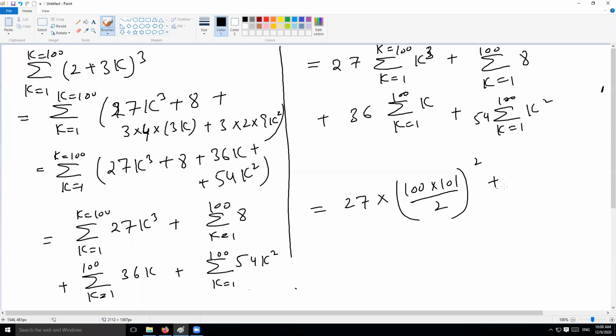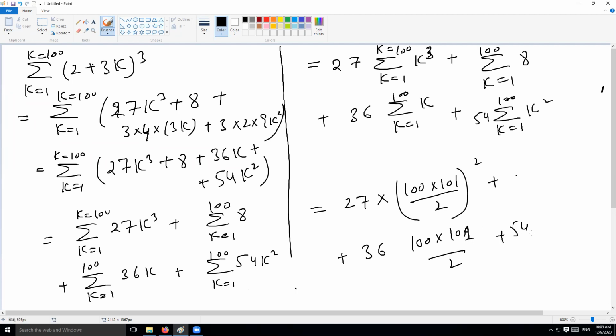Plus, I'm going to write the second term in a minute. Let me write the third term first. What is going to be this 36 times the sum from k equal to 1 to 100 of k? So what is the formula for it? n times n plus 1 over 2, where n is the last term. So you have 100 times 101 over 2.